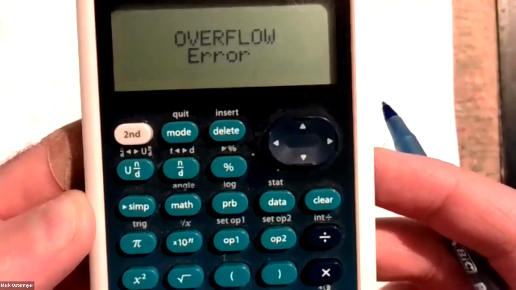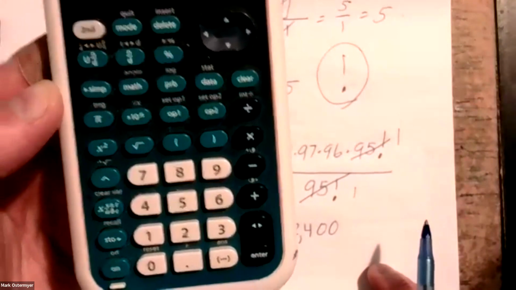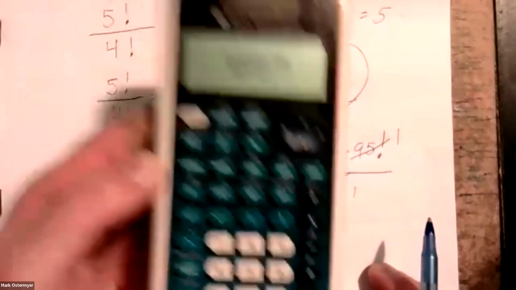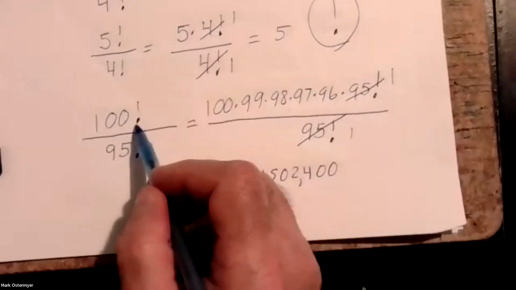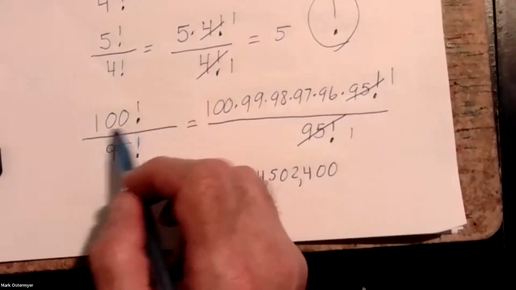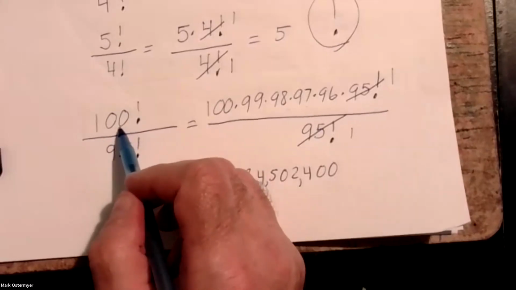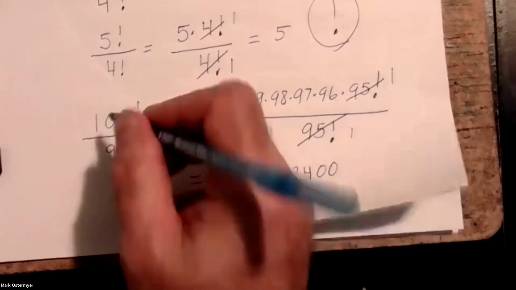Boom. What? That's overflow? All right. Here's why it's overflow, ladies and gentlemen. Because remember, I told my calculator to do 100 factorial. Let me ask you this. Is 100 factorial a big or small number? 100 times 99 times 98 times 97 times 96 times 95 times 94 times 93 times 92 times 91 times 90 times 89 times 88 times 87 times 86 times 85 times 84 times all the way down to 2 times 1. Is that a big or small number?